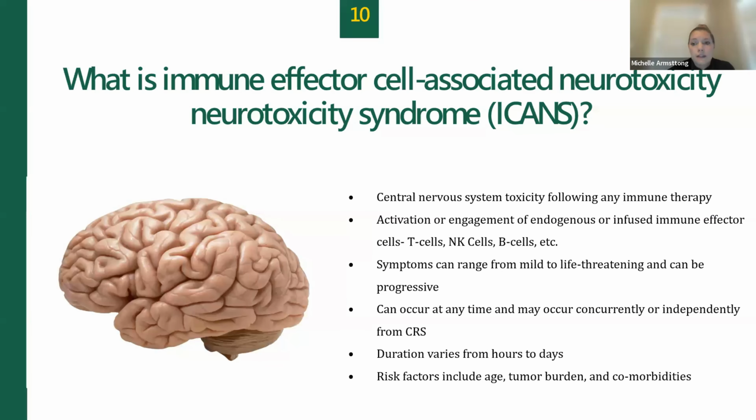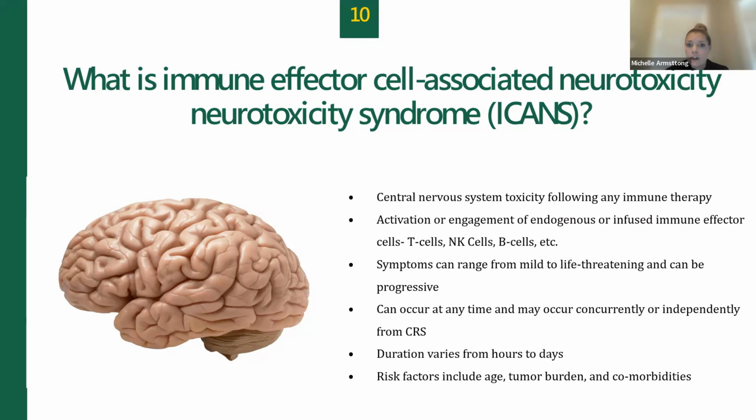So the next syndrome is immune effector cell-associated neurotoxicity syndrome, ICANS. ICANS is a central nervous system toxicity following any immune therapy. It's activated by T cells, NK cells, B cells. Symptoms can range from mild, so mild would be just a little bit of confusion here or there, to life-threatening. Life-threatening would be persistent seizures on EEG, unarousable. It can occur at any time, and it can occur with or without CRS, and duration varies from hours to days. Risk factors include age, tumor burden, and comorbidities.